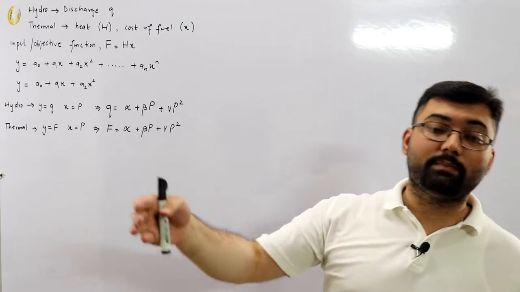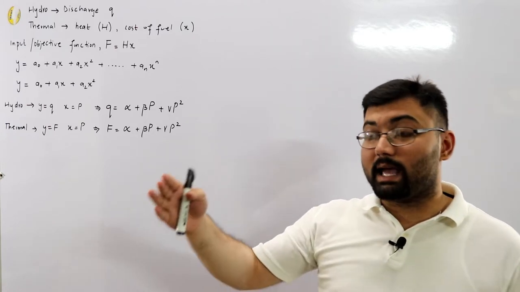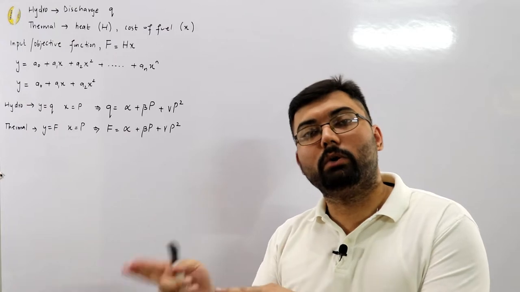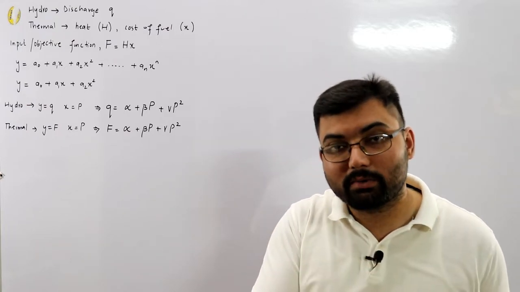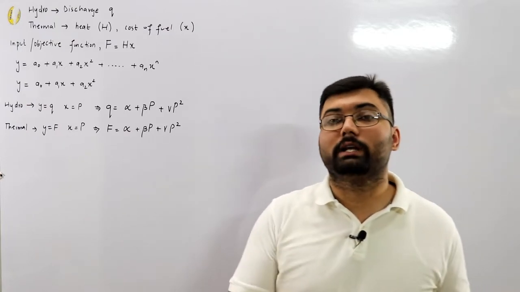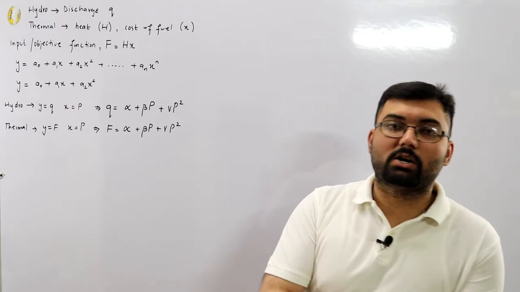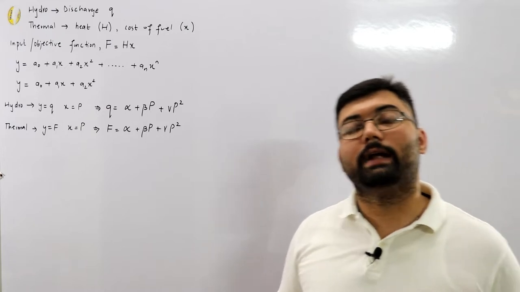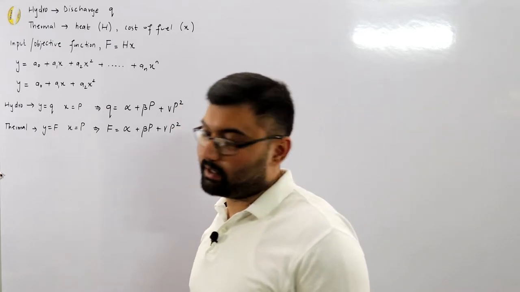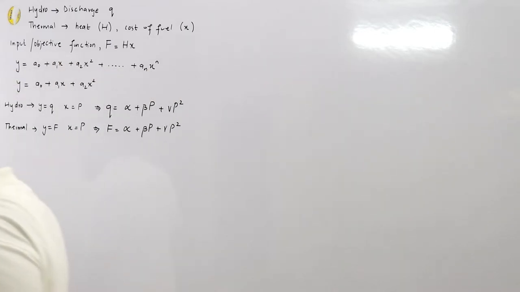Now according to that power, we would calculate the cost of fuel. We would calculate the amount of fuel. So the power becomes independent and the cost and the heat and the discharge become the dependent variables. Is that fine? So this is how we represent these equations.